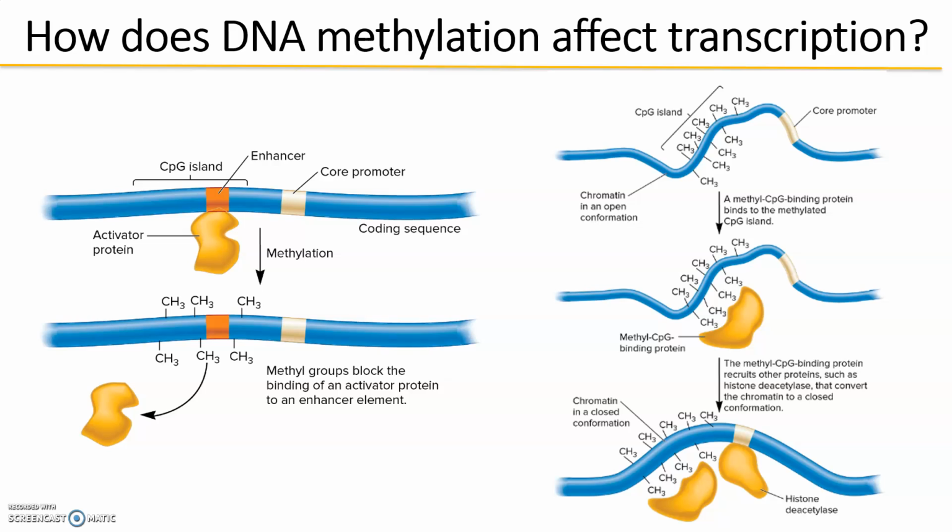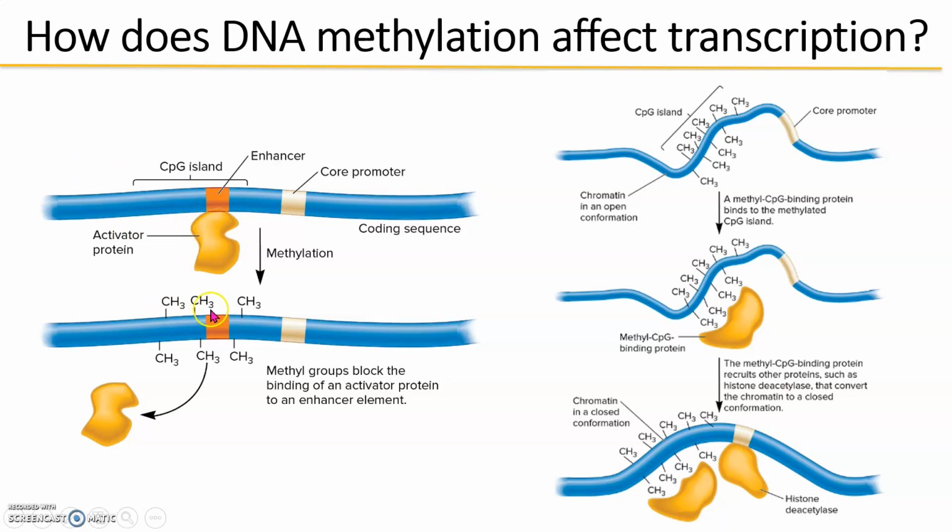Now, usually, remember we talked about constitutive genes, so those housekeeping genes that we need on a lot, they tend to be unmethylated, whereas tissue-specific genes are going to be methylated in some and unmethylated in others, depending on which tissues need it. So in this way, methylation affects transcription and allows us to be specific. So it does it in 2 ways.